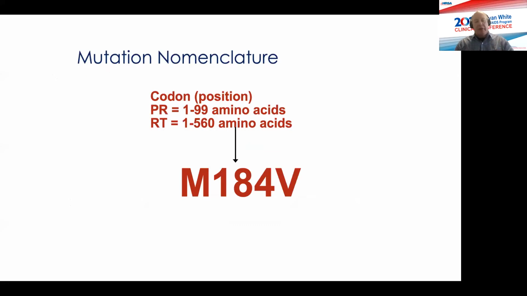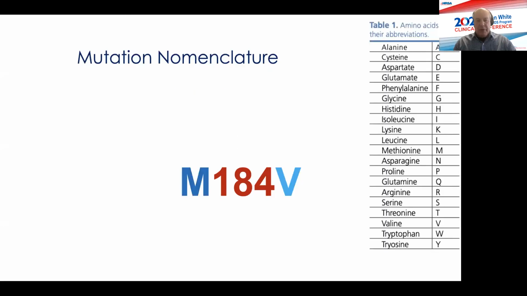And so I've already alluded to Y181C. You're probably wondering, if you're new to this, what in the world that means. What it means is in the reverse transcriptase coded region that goes from 1 to 560 different codons, there is a position 184, there is a methionine that's replaced by a valine.